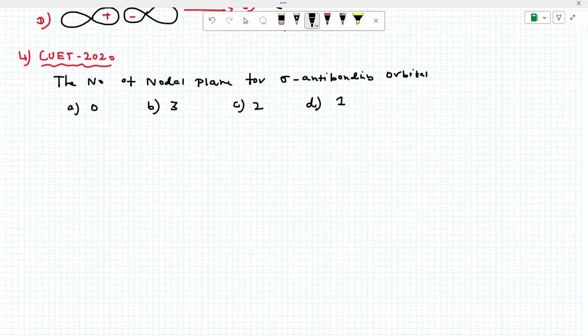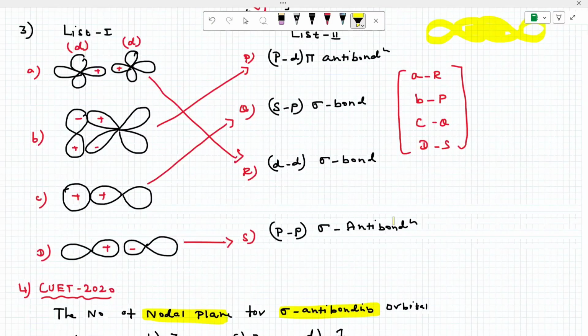Any idea? For this one, they are asking the nodal plane for sigma antibonding. You have to understand these two. Any guess? Sir, can you explain question number 3 again? See, question number 3: plus plus means bonding, plus minus means antibonding. End-end overlap means sigma bond. End-end overlap with the same sign is sigma; sideways overlap with the same sign is pi bond; opposite sign is pi antibonding; end-end overlap with opposite sign is sigma antibonding.